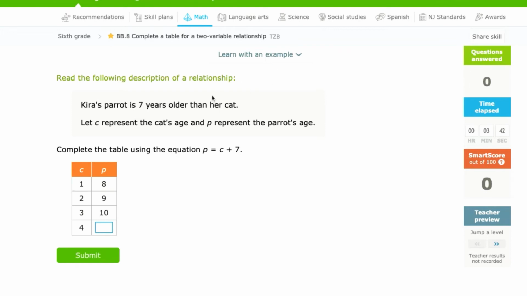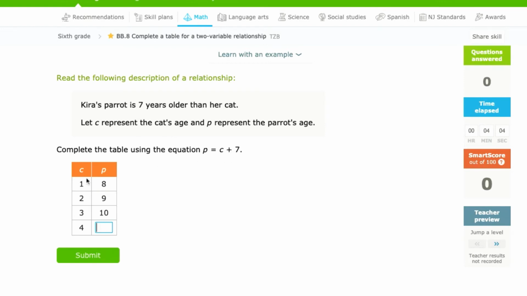So here we have Kira's parrot is 7 years older than her cat. C represents the cat's age. P represents the parrot's age. So complete the table using the equation P, the parrot's age, is equal to C, the cat's age, plus 7. Which makes sense because they said the parrot is 7 years older than the cat.